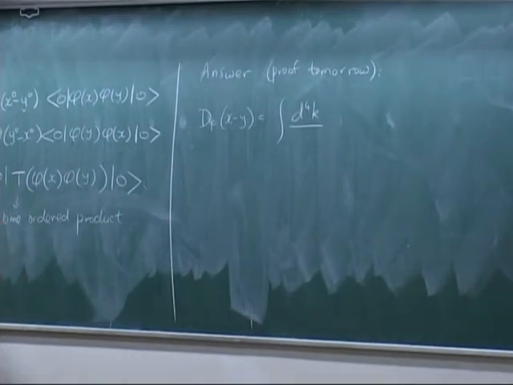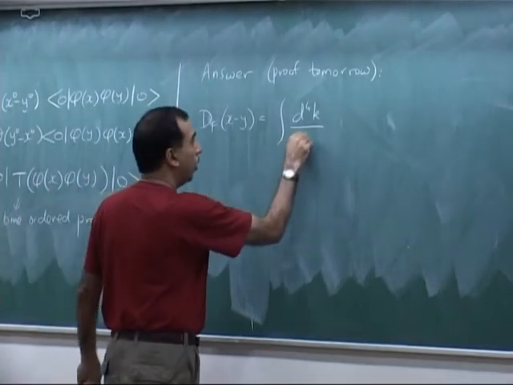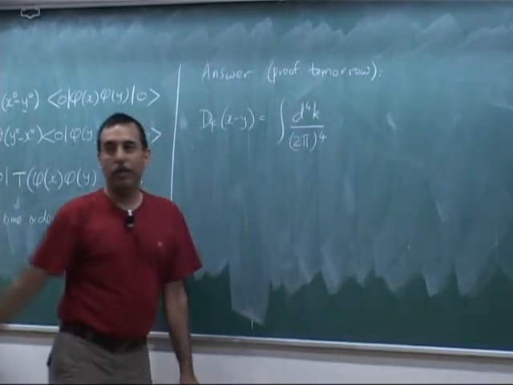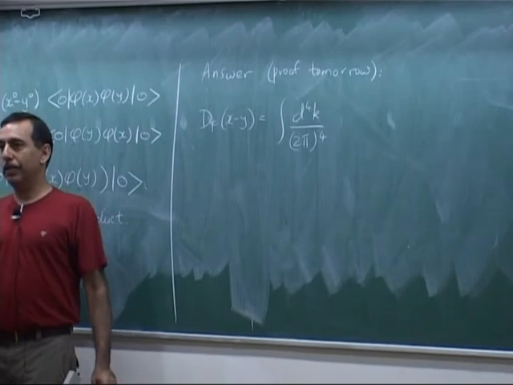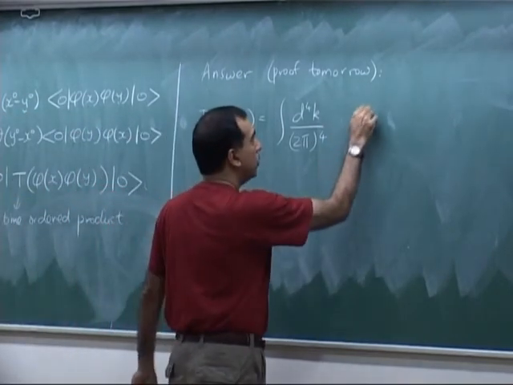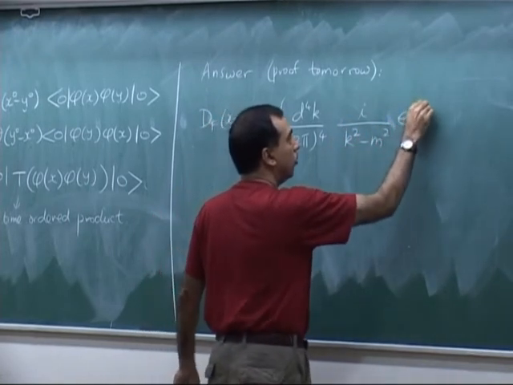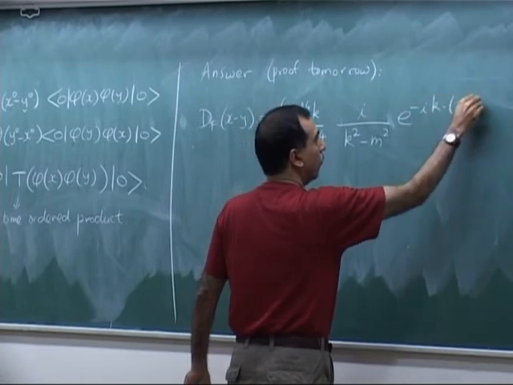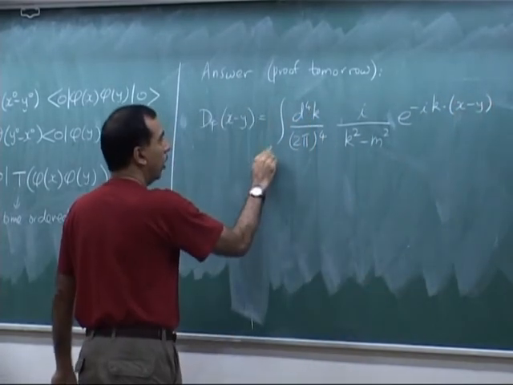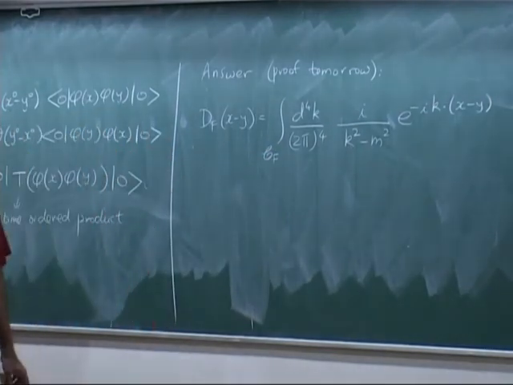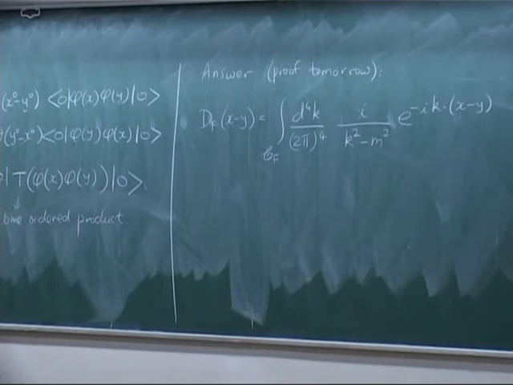So the first nice thing is that it's an integral over all of d⁴k. Here k0, k1, k2, k3 are all treated as independent. Then it is i upon k² minus m², e to the minus i k dot (x minus y), and finally the integral is over a particular contour. So let's try to understand this expression, and tomorrow we'll give the derivation.